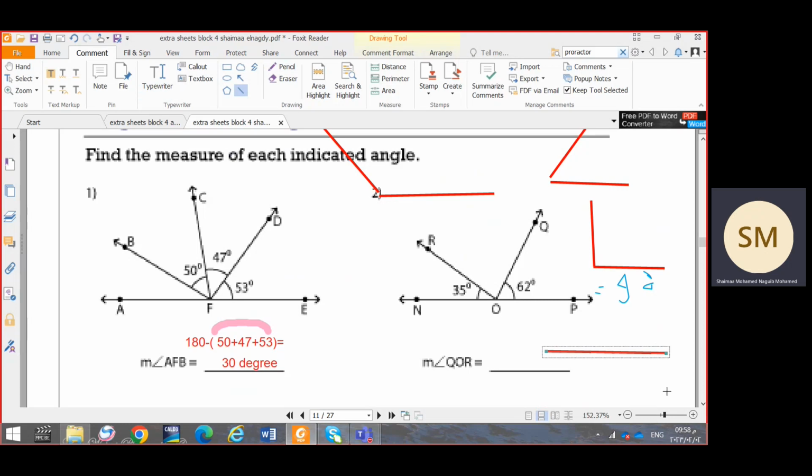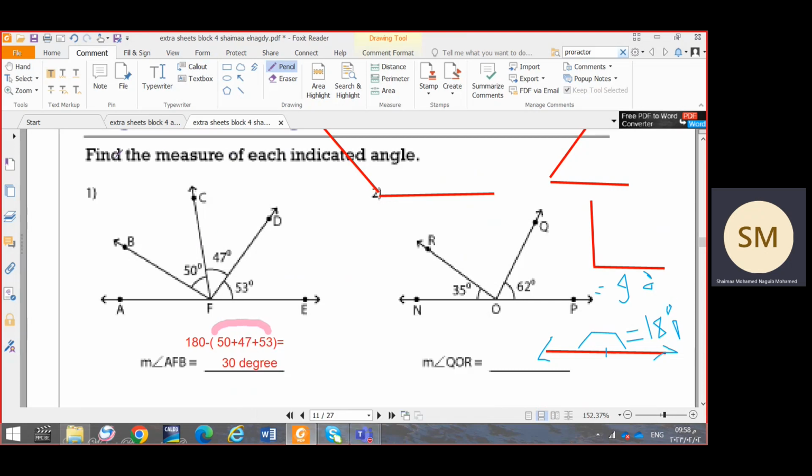المفروض ان دي ستريت لاين انجل. Like this. This is the point and this is a straight line angle. ودي برضو ملهاش قياس تاني. This is the measurement of this angle. This type of angle is 180 degree. دي يا ريمان الجزء اللي انت كنت عايزاني اشرحه لك.